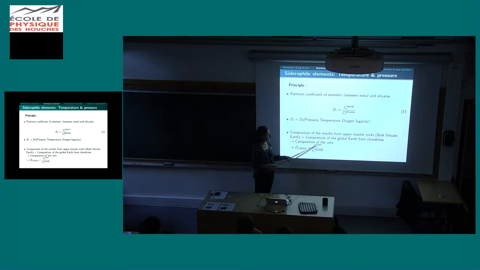That's not really trivial already, but you can get a model for the composition of the core and the mantle. For the mantle, basically you use rocks from the upper mantle, and for the core, you assume that chondrites are representative of the global Earth, and you subtract the composition of the mantle to estimate the composition of the core. But anyway, you can obtain apparent partition coefficients in the Earth.